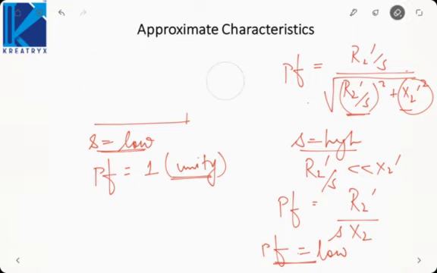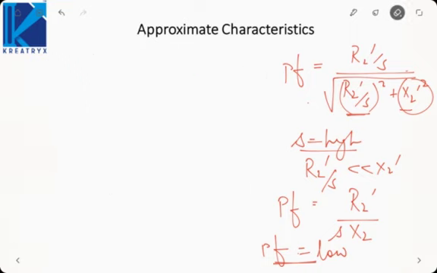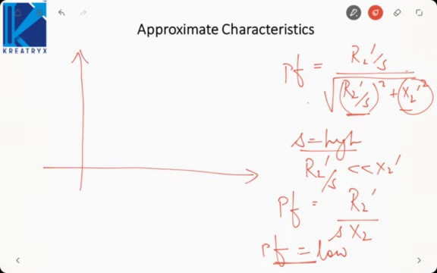So if we plot power factor versus slip and current versus slip, here let us take speed instead of slip. When speed is 0, slip is 1, and when speed is synchronous, slip is 0. At low values of slip, the power factor is unity, and for high values of slip, power factor is inversely proportional to S. So it is something like this.